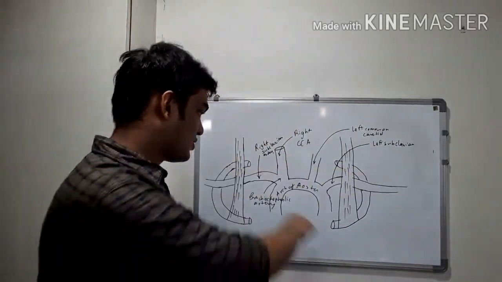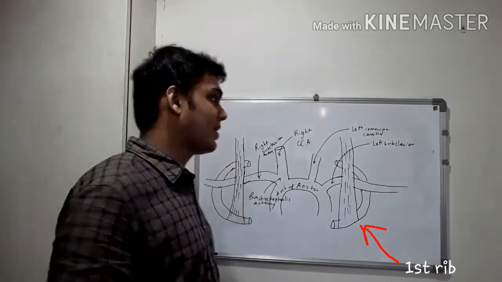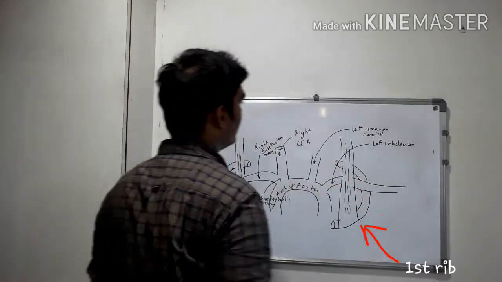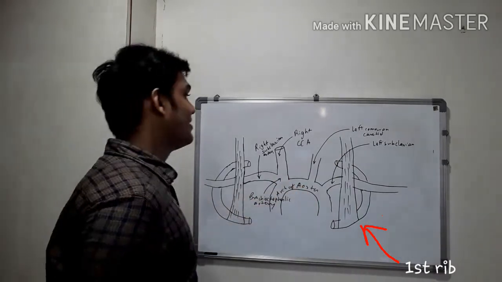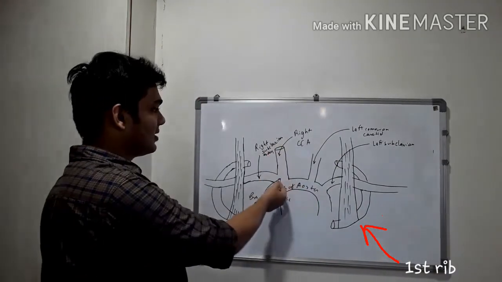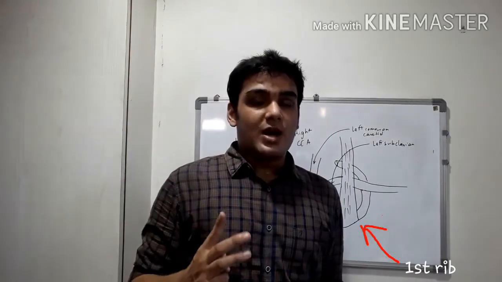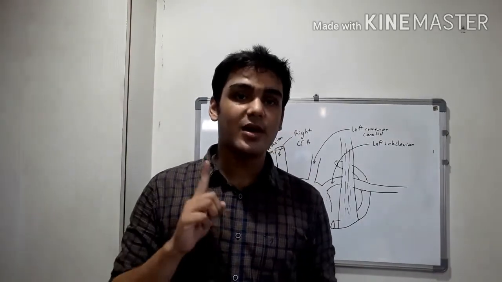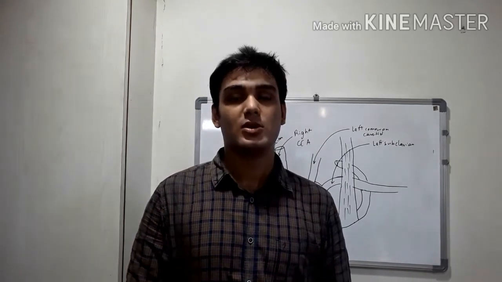So this is the arch of aorta. Now the left subclavian artery emerges from the arch of aorta itself. This is the left subclavian artery. This is the left common carotid artery, and here's the brachiocephalic artery which divides into the right common carotid artery, and here's the right subclavian artery. So summing up, the arch of aorta has three branches: brachiocephalic trunk, left common carotid artery, and left subclavian artery.